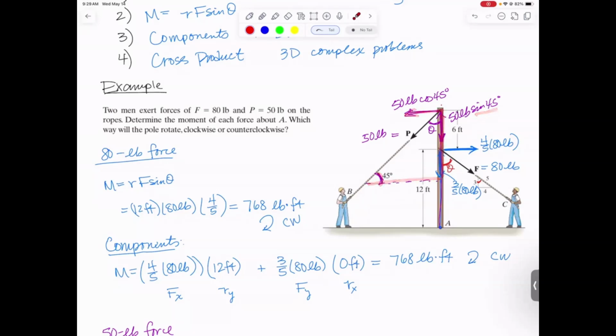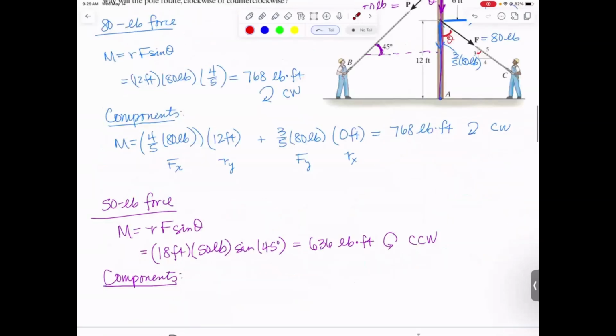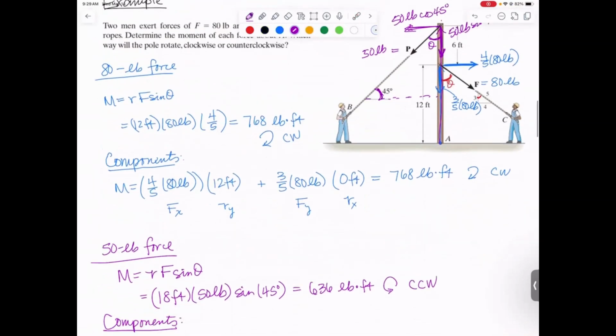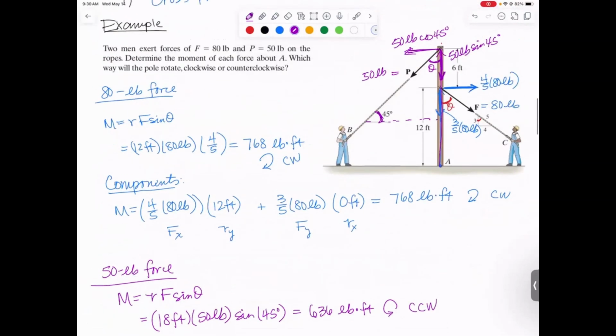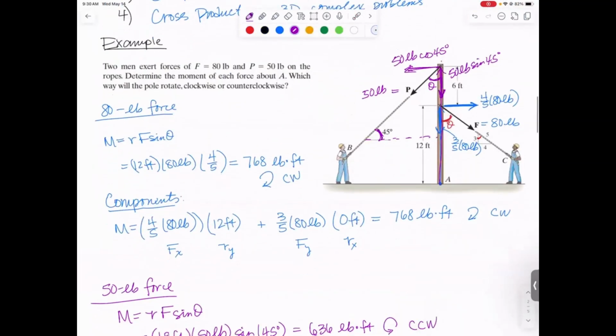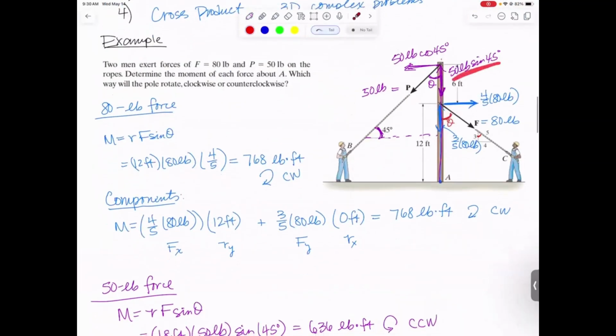So the horizontal component is adjacent, so I used cosine. The X force is the 50 pounds cosine 45, and that gets multiplied by the Y distance, which is this whole 18-foot distance. Then I would also have the 50 pounds sine of 45, which is that direction.